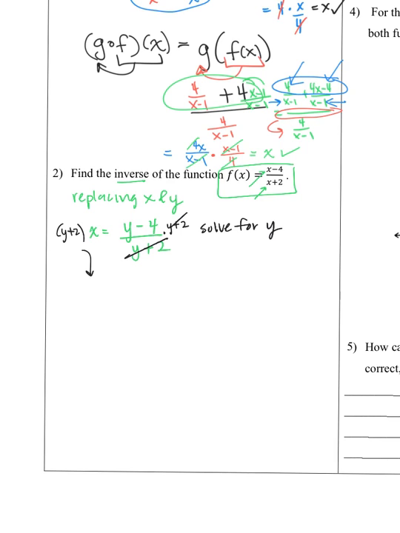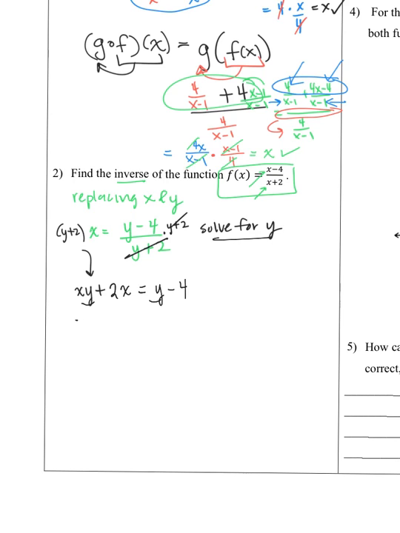So this will become x, y plus 2. Okay, so as we distribute, we'll get xy plus 2x equals, on the other side we have y minus 4. So we have y's in two places and we're trying to solve for y, so we need to put them on the same side so we can kind of factor it out.